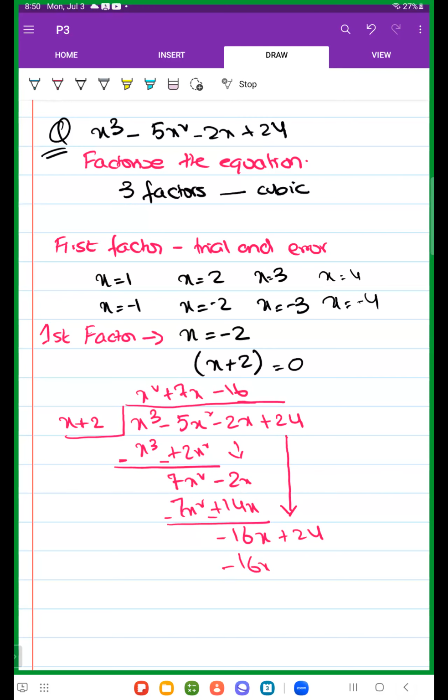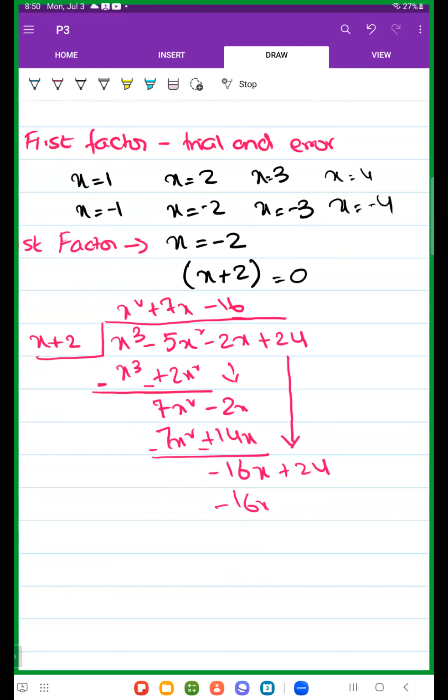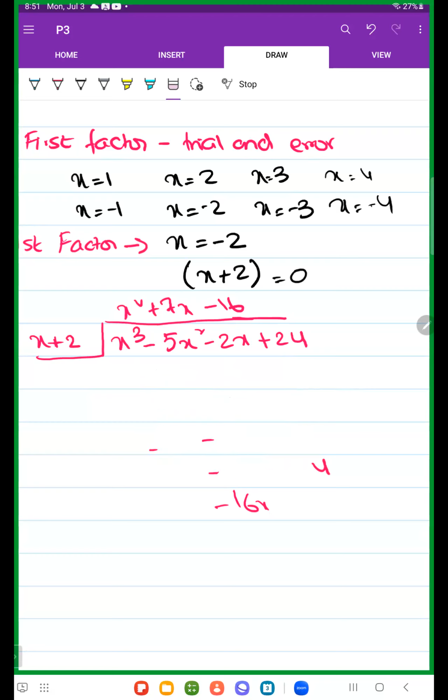Can you send me a working? Yes. Can you factorize this equation and tell me the answers? Okay, just a second.